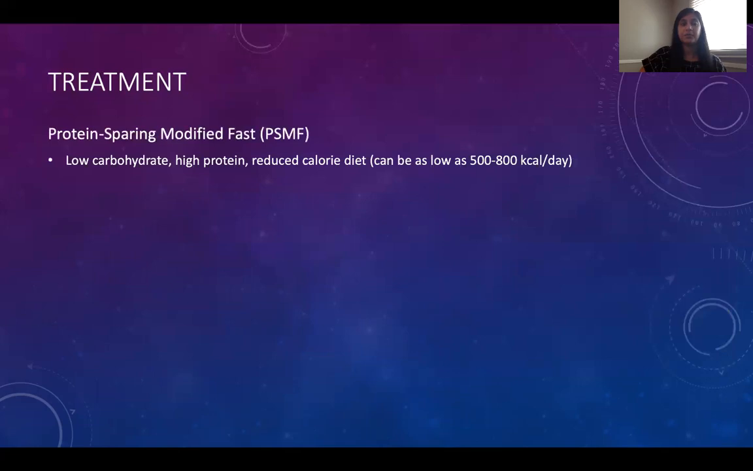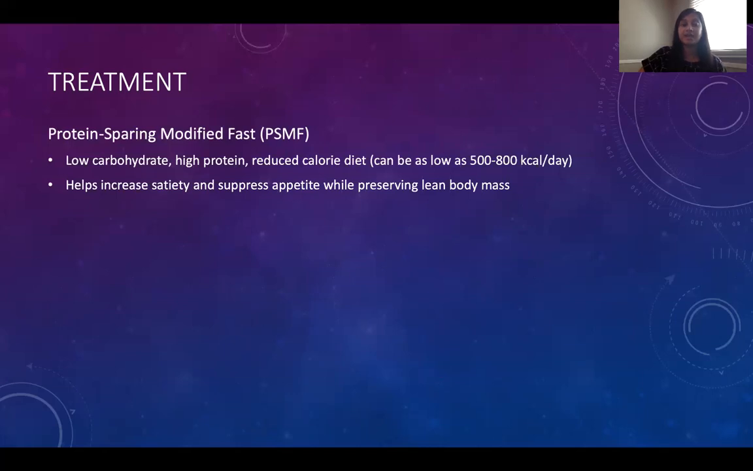So, of course, that's going to be the first step, your lifestyle changes, and that's kind of what we just went through. But there are a couple of other stages as well, and one of those is going to be supervised dietary changes, or diets, really. One of those is called the protein sparing modified fast, which is a low carbohydrate, high protein, reduced calorie diet. Patients can be instructed to have calories of only 500 to 800 a day. Of course, that's not really going to be sustainable in some of our pediatric patients, but just to let you know that it can be even as low as that.